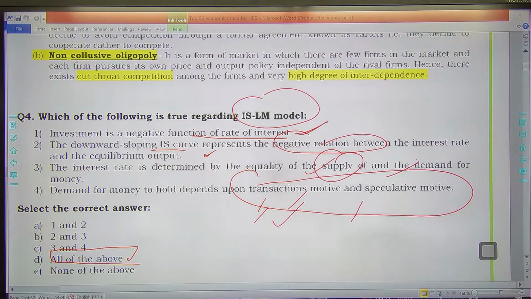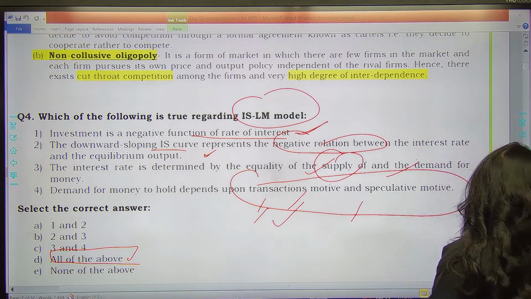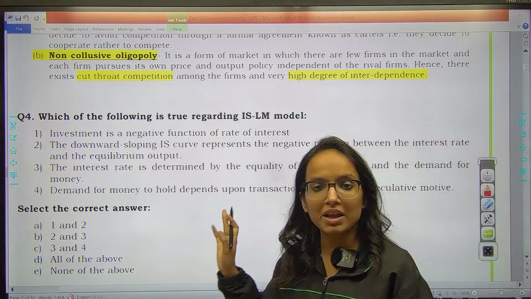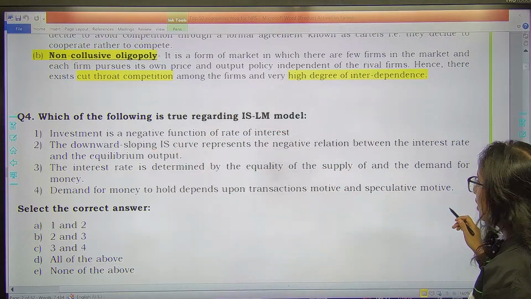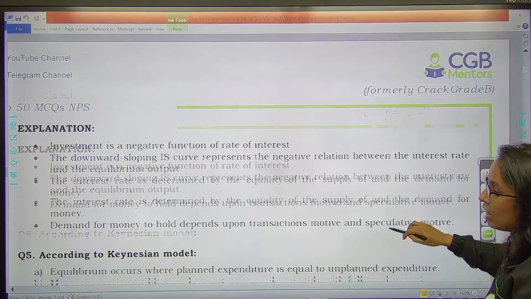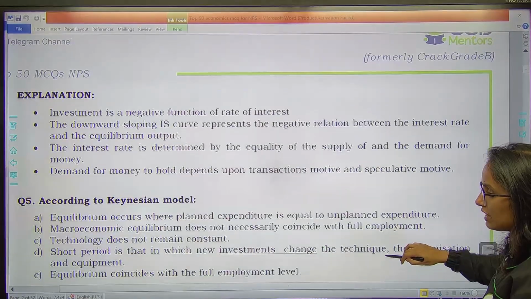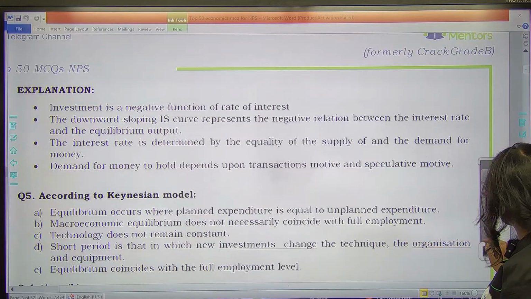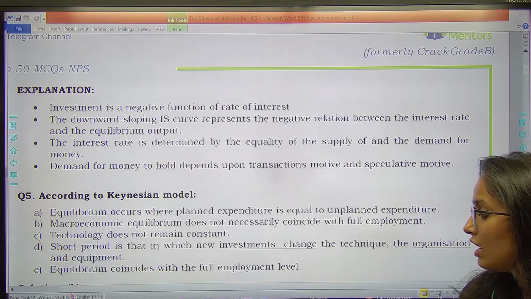You should revise these questions and statements. Once the class is completed, go through them again and revise them. It will help you in your last-time revision. Next question. According to the Keynesian model, according to Keynes' theory, you need to tell me.